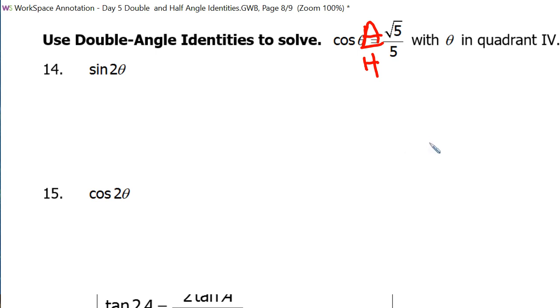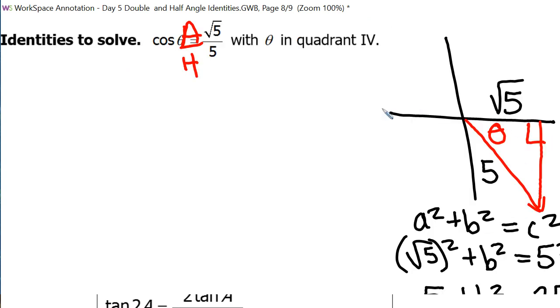So a squared plus b squared equals c squared. So square root of 5 squared plus b squared equals 5 squared. And what is square root of 5 squared? 5. 5 plus b squared equals 5 squared is 25, and 25 minus 5 is 20. And when I square root 20 and simplify that radical, square root of 20 is equal to 2 square root of 5. And since this is below the x-axis, this would be negative 2 square root of 5.